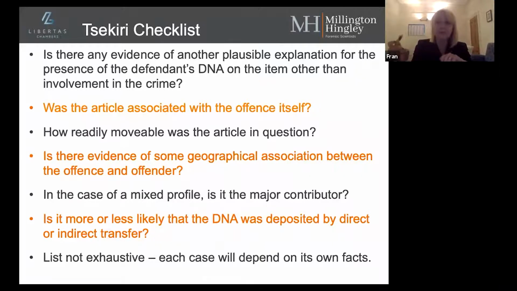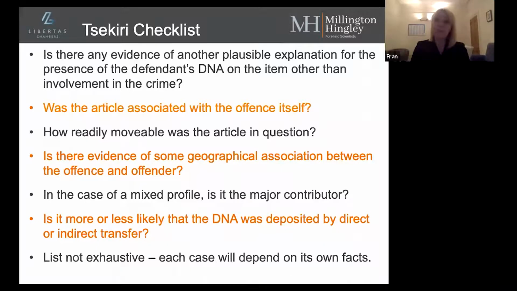But helpfully, you'll get these authorities in an email over the course of the next 24 hours or so if they've not been provided already. But it's paragraph 15 of Sariki's judgment that you'll all have access to. And so some of the things that we wanted to know was whether there was any evidence of another plausible explanation for the presence of the defendant's DNA on the item other than involvement in the crime itself.